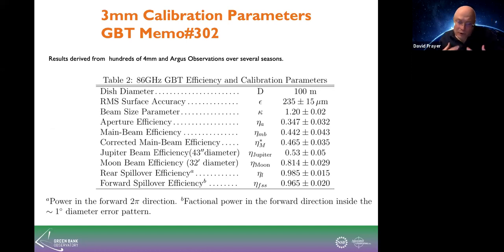So if you look at it in terms of the power in the forward direction on the sky, most of the light we see is almost 99%. That means only like 1 to 1.5% sees the ground, which is really good. And you get that because we have an unblocked aperture. You multiply that by the forward spillover efficiency, you multiply those two numbers together, it's 95%. That basically gives a fractional power from the antenna within about 1 degree on the sky.